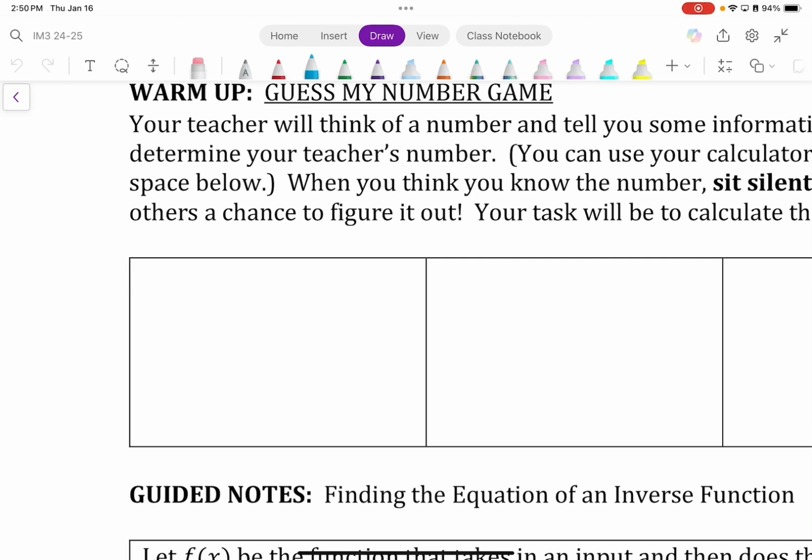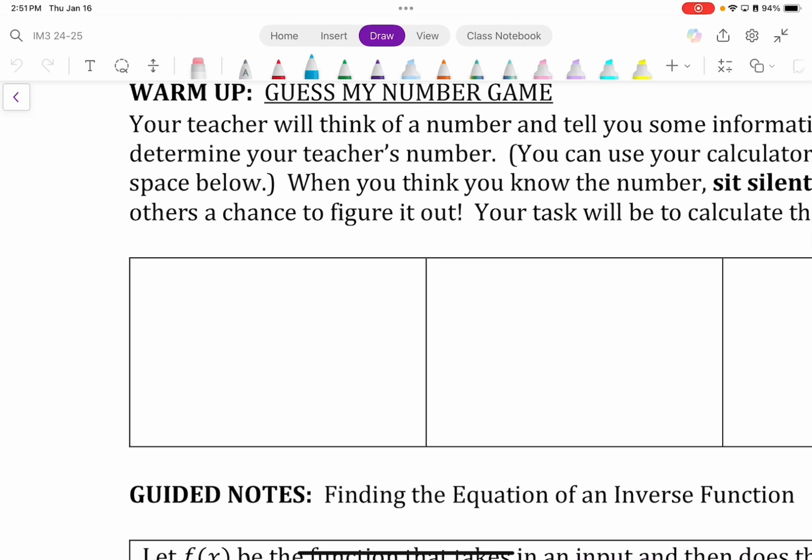I'm going to give you about 15 seconds to come up with a number that you think is my number, and then I'll have you guys share out. I'll say it one last time. Thinking of a number that when you double it and add 3, you get 11. Now, raising your hand, who thinks they have my number?